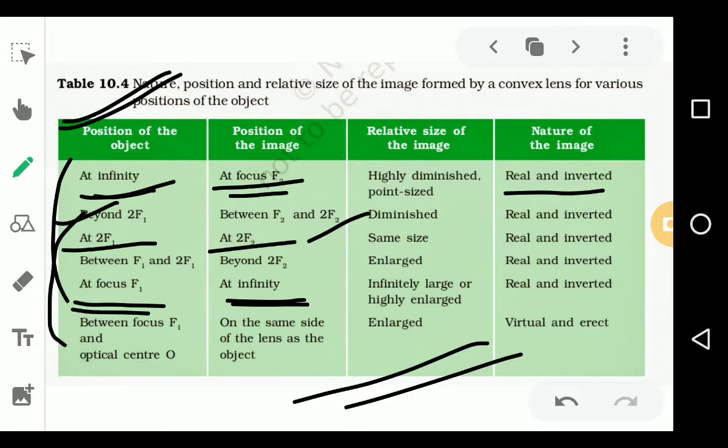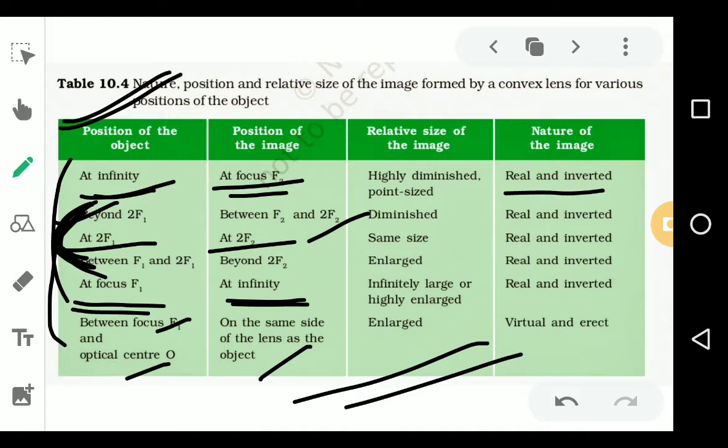When the object you are taking is between focus and optical center, you are getting the image on the same side of the lens and beyond 2f. Okay, so these two are opposite to each other, the second and fourth one.